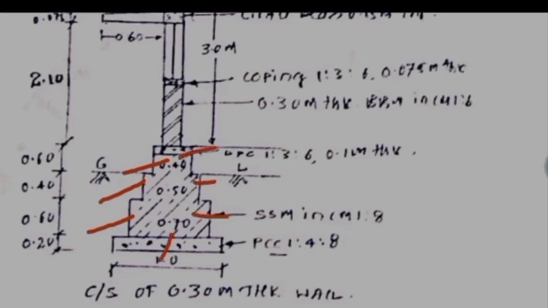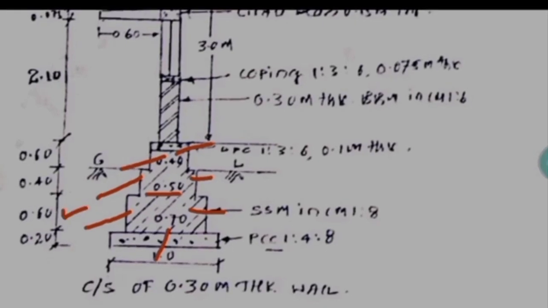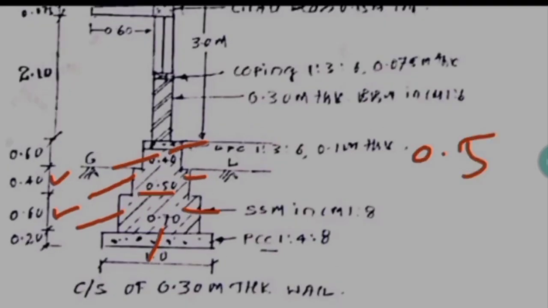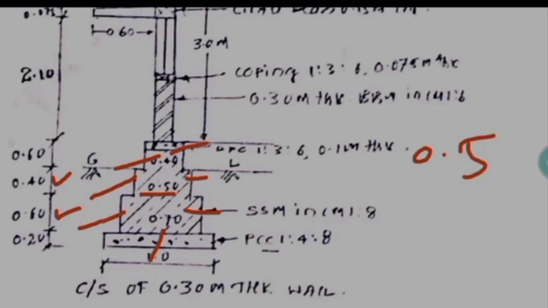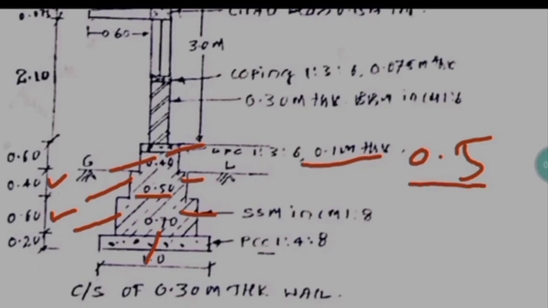First footing width is 0.7 meter, the second footing 0.5 and basement width is 0.4, and the depth of the first footing is 0.6 meter, the second footing 0.4 and the basement height is 0.5 meter. But we have to deduct the 0.1 meter thickness of the plinth beam, so the depth of the basement will become 0.5 meter.